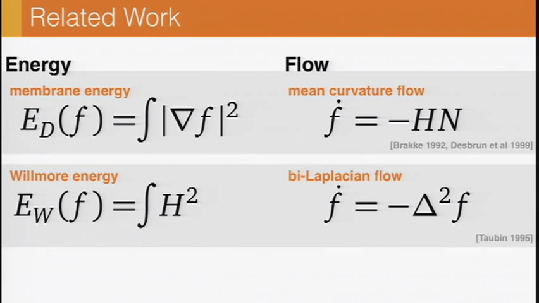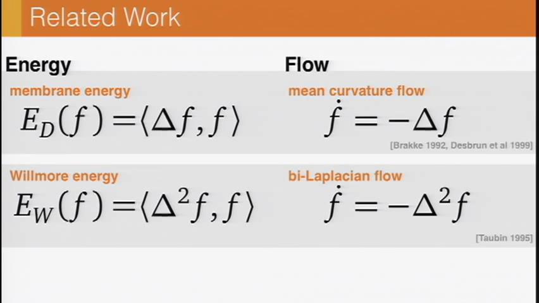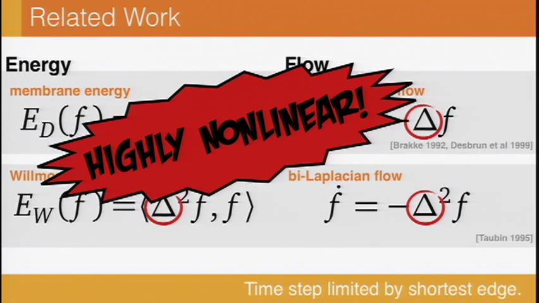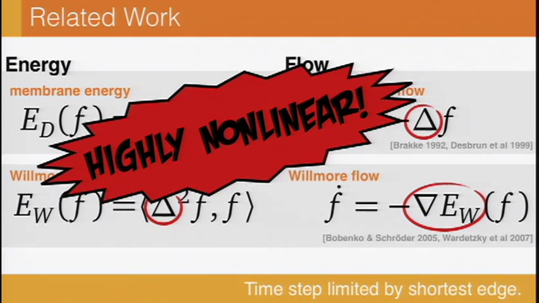And if we write all this stuff out in terms of the Laplace operator, delta, then initially it kind of looks like we have some nice quadratic energies and some nice linear flows. But actually, don't be fooled. Something really important to understand here is that the Laplace operator itself is evolving with the surface. So in fact, these flows are extremely nonlinear, which means that even if we apply some nice implicit integration scheme like backward Euler, our time step is still going to be limited by the shortest edge in our mesh. And that's certainly going to be true if we want to do the full nonlinear version of Willmore flow as well.